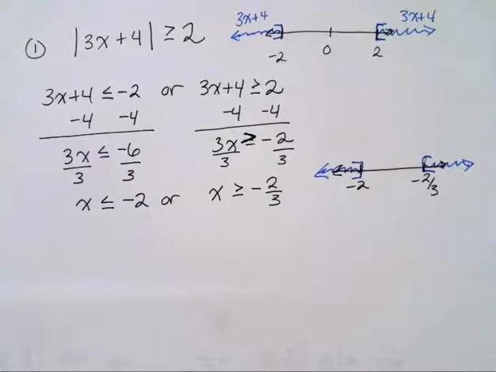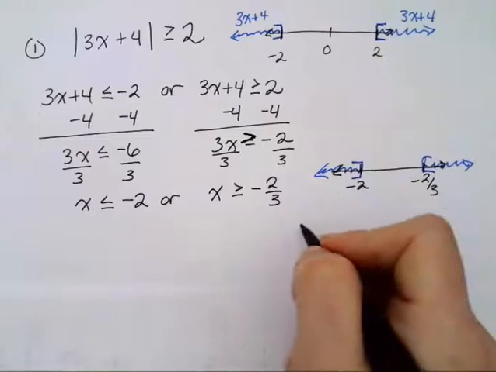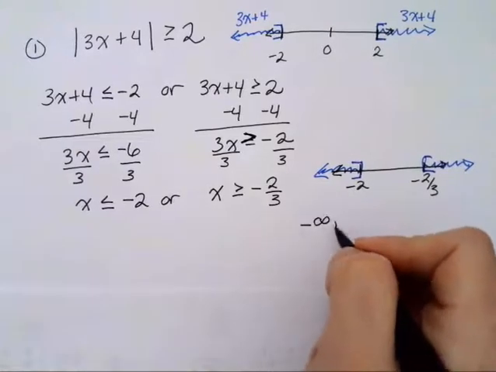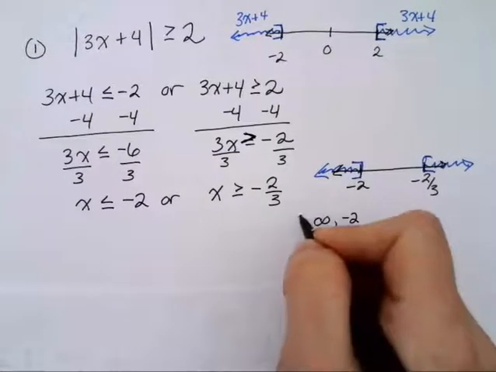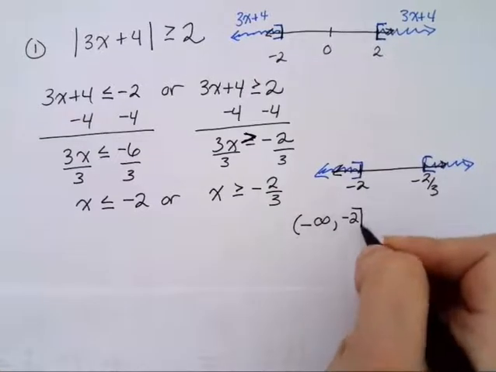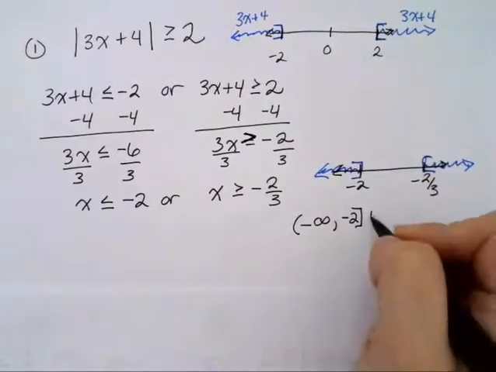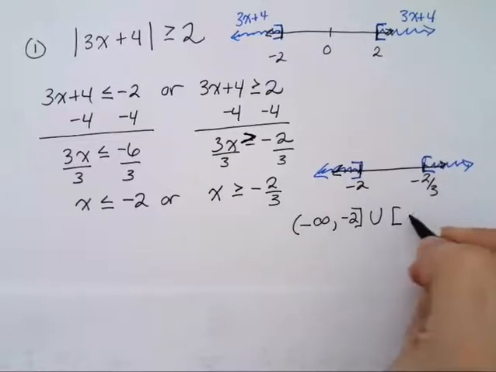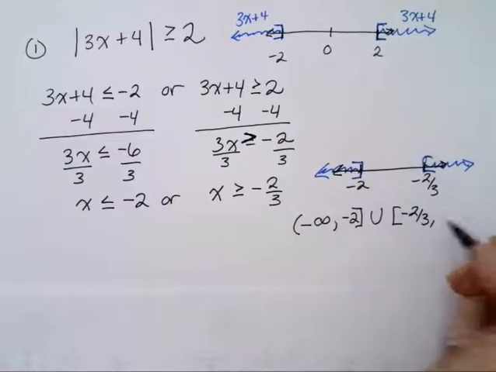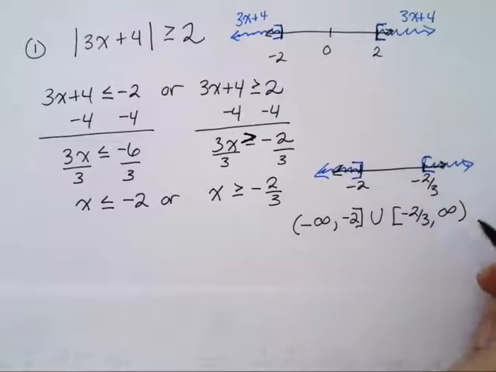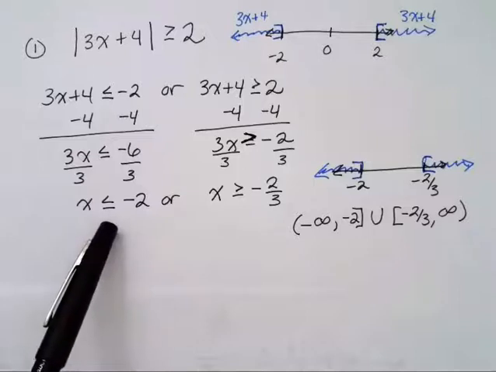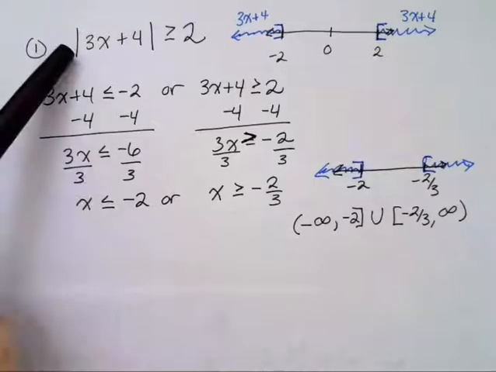So as an interval, I have two pieces. This one would be negative infinity, comma negative 2, parentheses around negative infinity, bracket around negative 2, union, bracket negative 2/3, comma infinity, and then parentheses. So that would be the interval that represents the solutions for x that make the original inequality true.